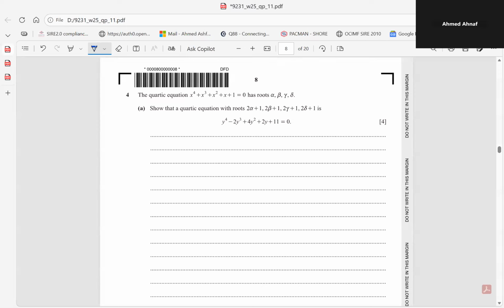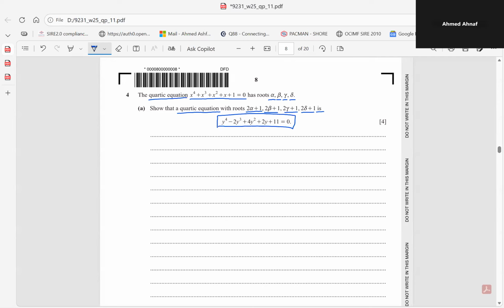Okay, so for this question, we're told that the quartic equation has roots alpha, beta, gamma, and delta. And for the first part, we need to show that a quartic equation with the roots 2 alpha plus 1, 2 beta plus 1, 2 gamma plus 1, 2 delta plus 1 is equal to this.